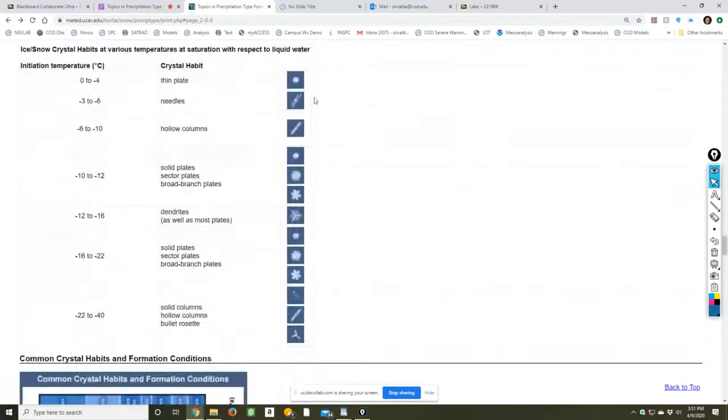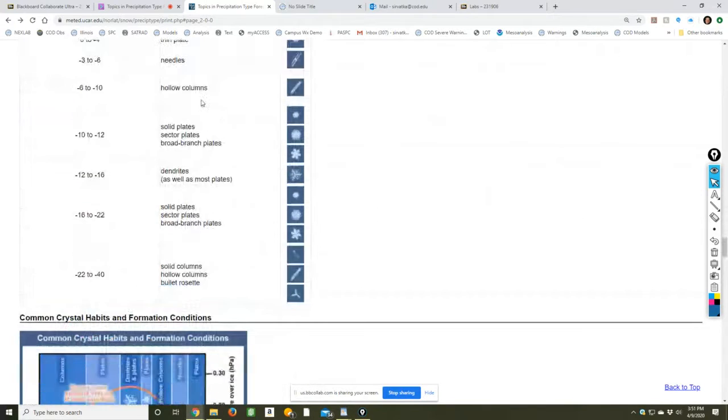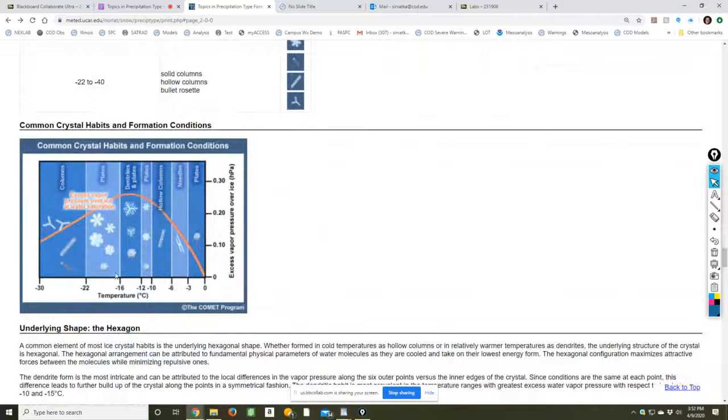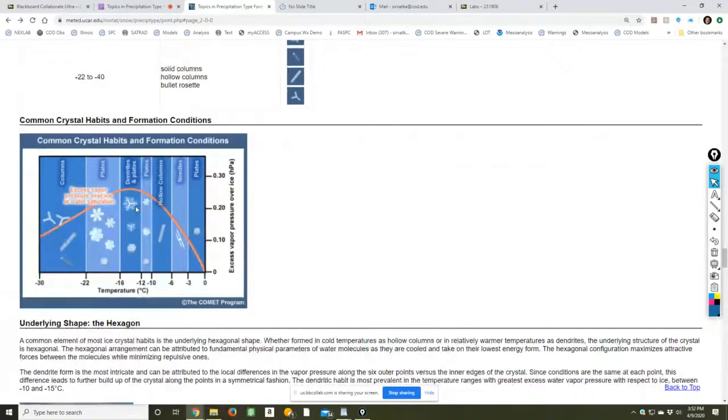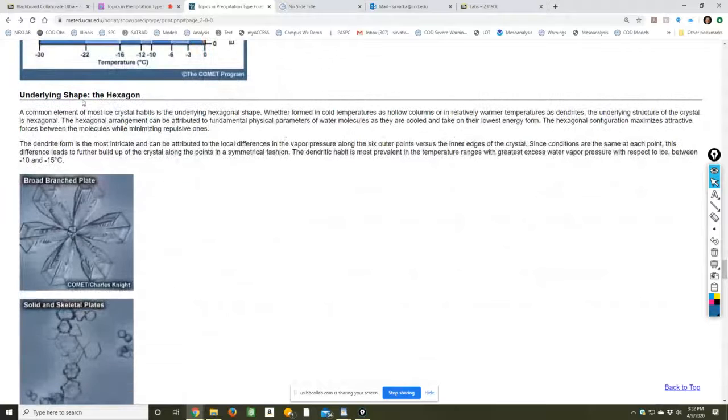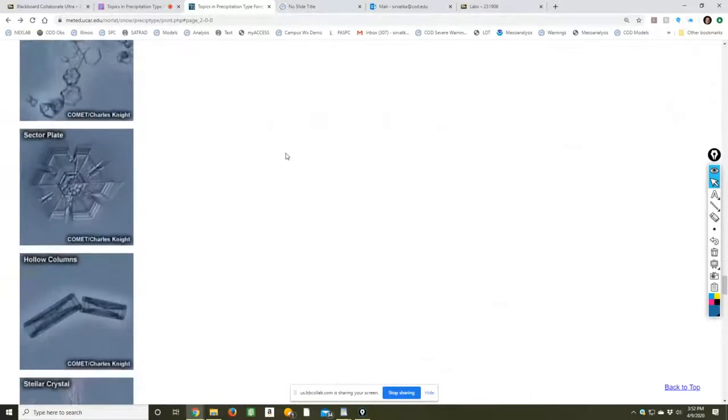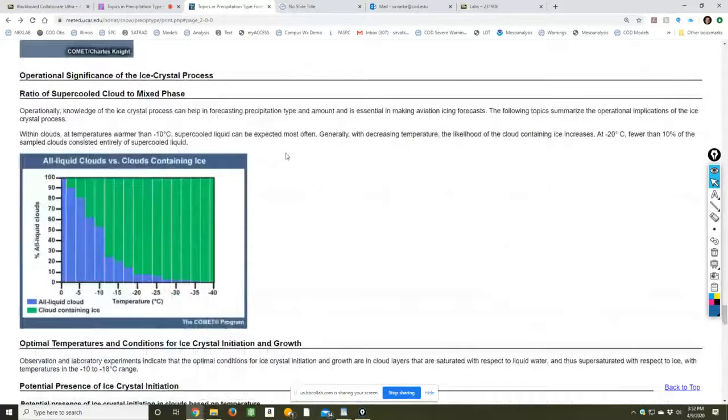Okay, so here's some stuff about the habit of them. Here are the dendrites forming at -12 to -16, the dendritic growth zone. Here's the underlying shape, which is the hexagon, which is important. Now, let's go to this. So for precipitation to grow this way in the Bergeron-Findeisen process, which is dominant, this is why raindrops form. You have a thunderstorm. Thunderstorms start out as snowflakes, always. This is the Bergeron-Findeisen process.